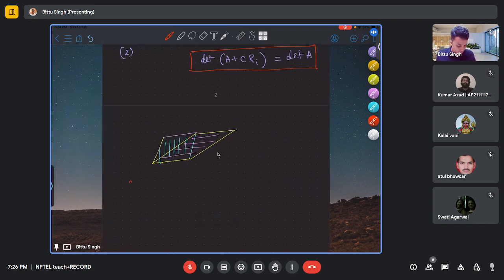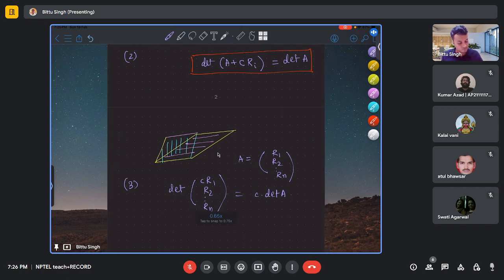And there is another property which will be important. Determinant of C times A. Sorry. Suppose A is given by those rows R1, R2 up to Rn. There are n rows. Then if you multiply one row by C times R1, and all are same, then determinant of this new matrix is same as C times determinant of A.